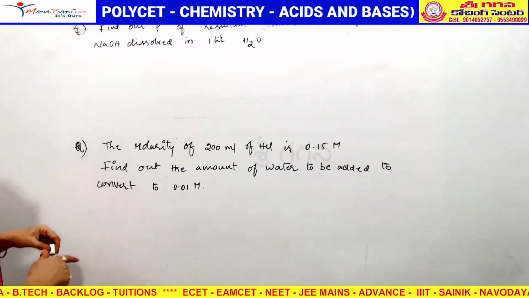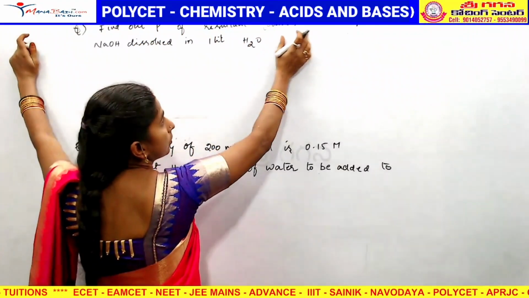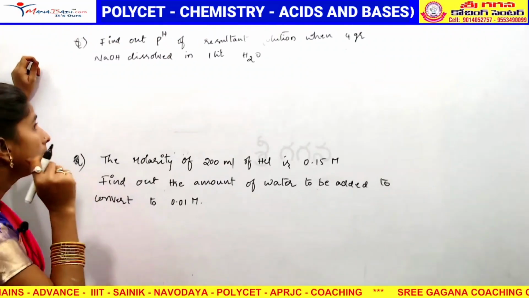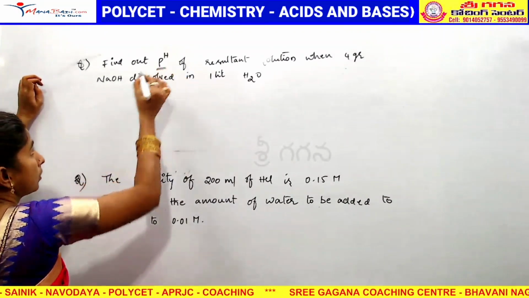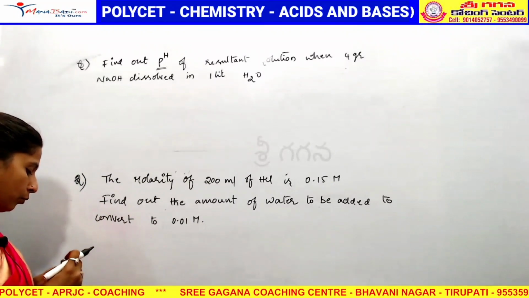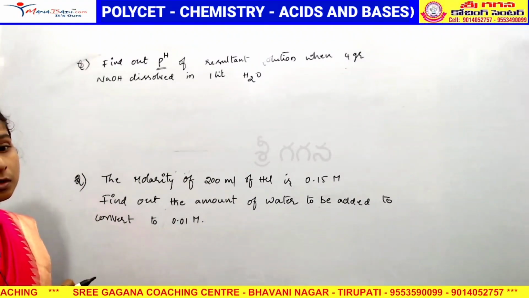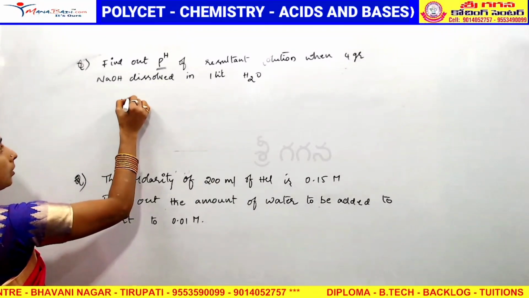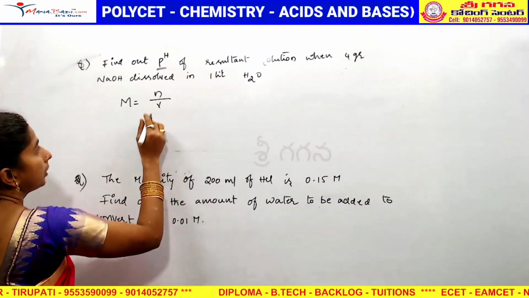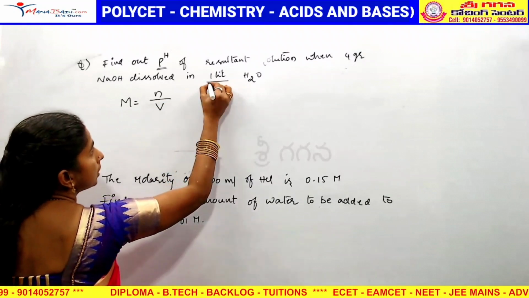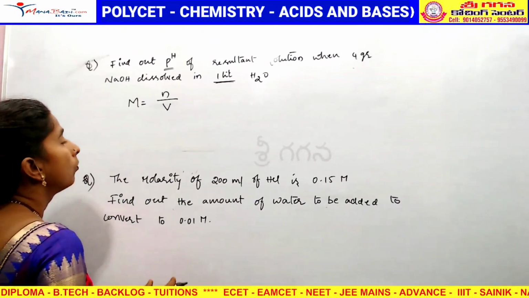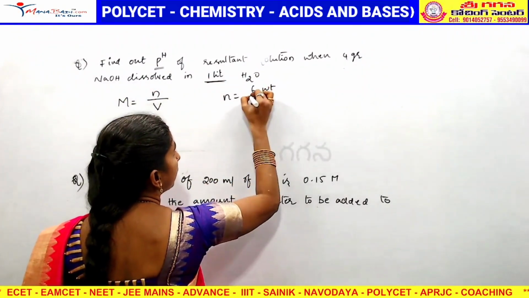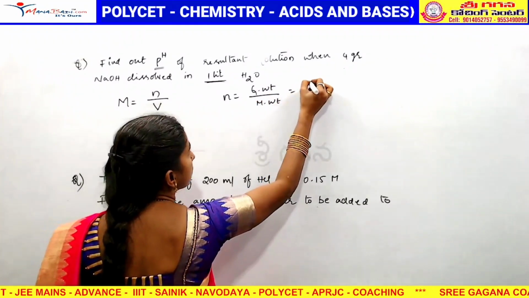Find the pH of the resultant solution when 4 grams of NaOH is dissolved in 1 liter of water. Here they asked to find the pH, but they have not given the molarity or concentration of the solution. So first we need to calculate the concentration. The formula is M equals N by V. Here the volume is in liters, so N by V can be used. N is given weight by molecular weight. Given weight is 4 grams.